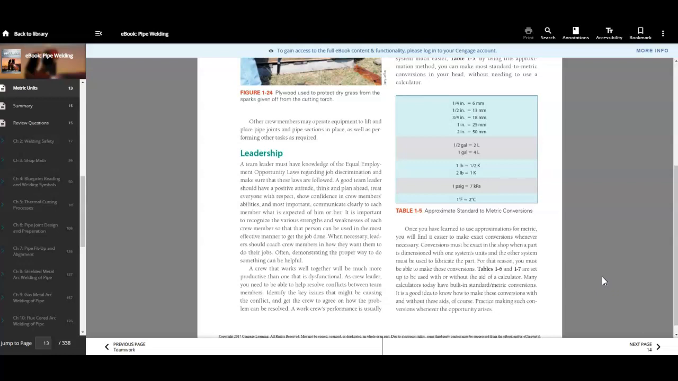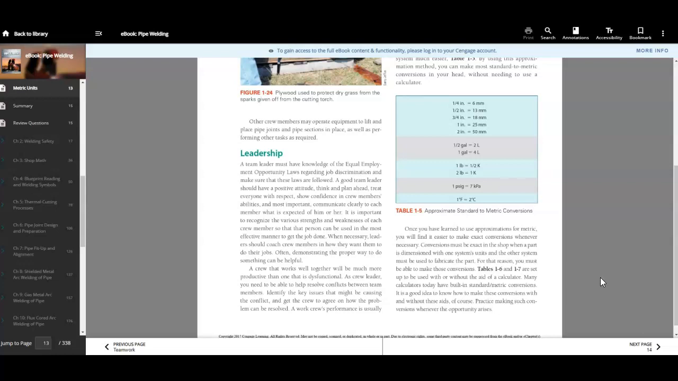It is important to recognize the various strengths and weaknesses of each crew member so that the person can be used in the most effective manner to get the job done. When necessary, leaders should coach crew members in how they want them to do their jobs. Often demonstrating the proper way to do something can be helpful. A crew that works well together will be much more productive than one that is dysfunctional.